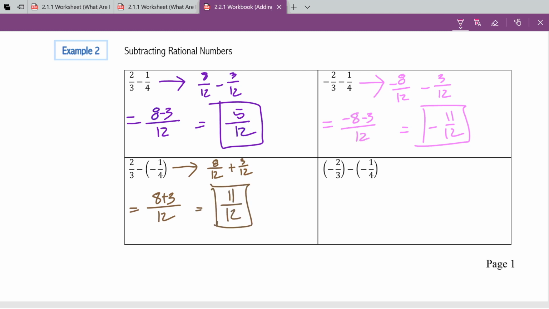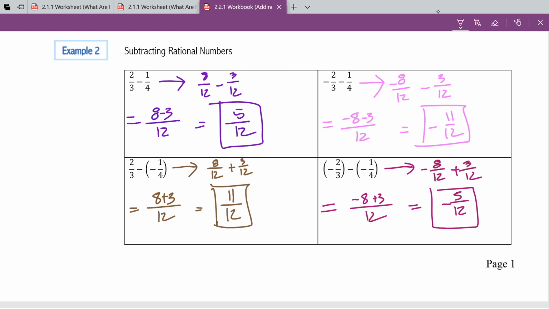And the last example, negative 2/3 minus negative 1/4. First step, let's convert 2/3 into a fraction out of 12. Negative 8/12 minus, well, minus a negative is positive, right? So 1/4 is going to become 3/12. And so we're going to get negative 8 plus 3 all over 12, which equals negative 5/12. Cool, we're done.